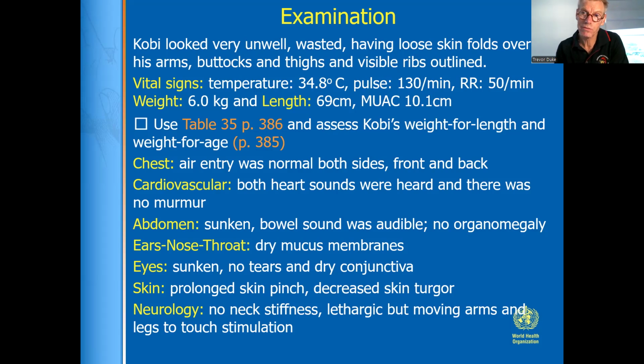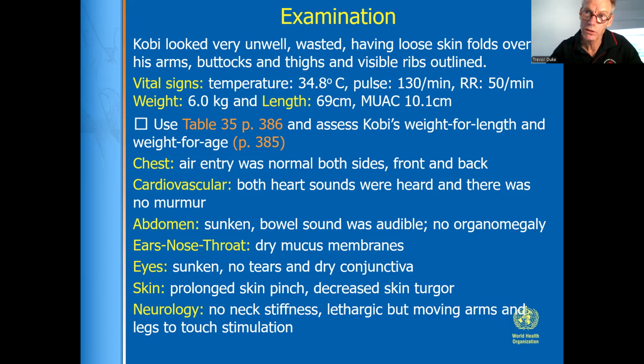It's a good screening test for severe malnutrition, but you can be a bit more precise by assessing the weight for age and the weight for length. We'll do this in a minute, but if you use the tables on page 386 and page 385 of the Pocketbook of Hospital Care for Children, you'll be able to see what Kobe's weight for length was and his weight for age. His air entry was normal on both sides of his chest, so there was no evidence of any major respiratory problem, although he does have desaturation. His saturation was only 92%, wasn't it?